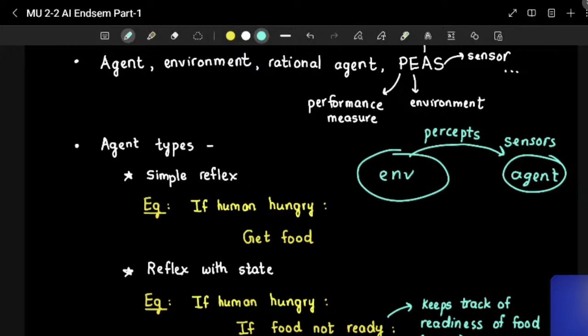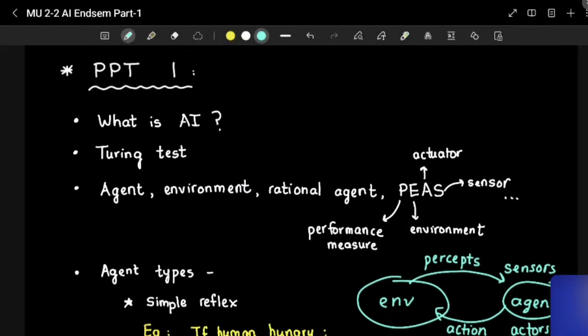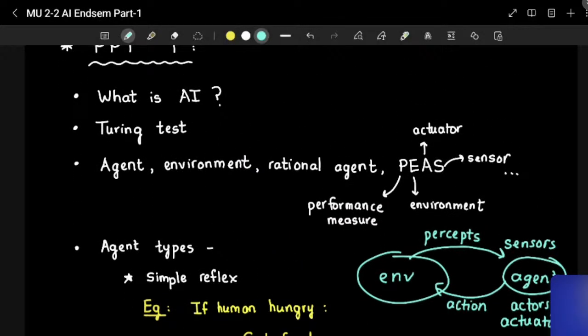And I think agents have something called actors. I don't know if this is actors or actuators. I think they have something called actuators. I'm writing both of them; I think one of them is right. Which will let the agent perform some kind of an action, which will in turn affect the environment. And this keeps going on. So all this theory is there in PPT 1: agents, environments, actions, all those sorts of things.